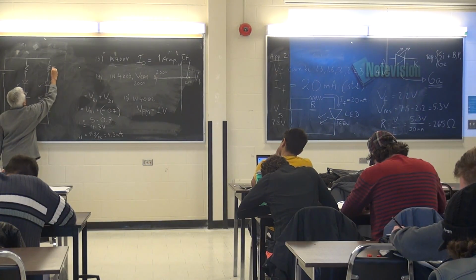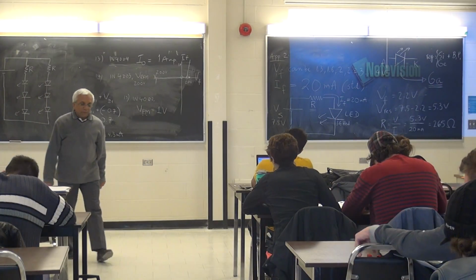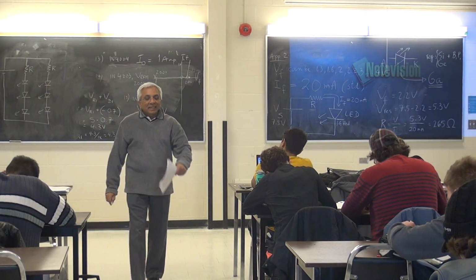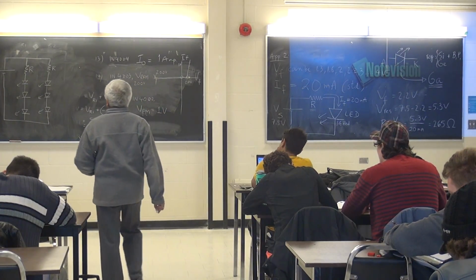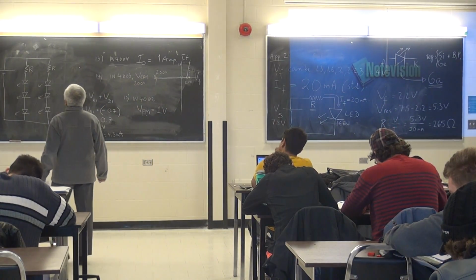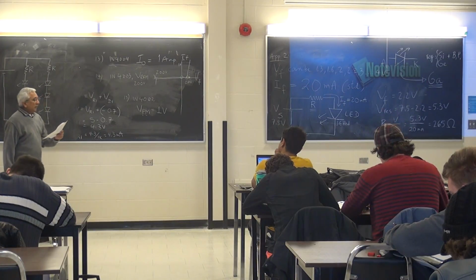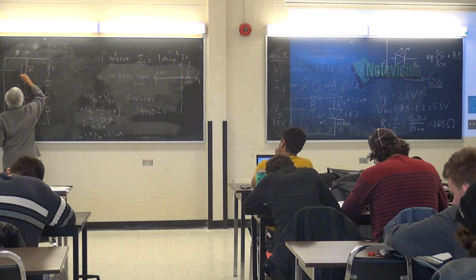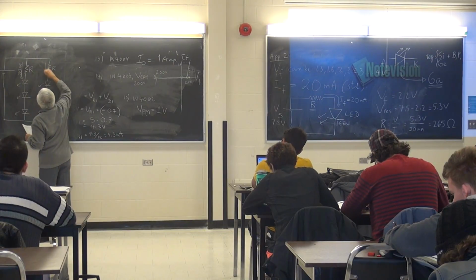Why do I need a resistor? Tell me. To keep the current in that line of 20 milliamps. Current limiting resistors. That's why they're called current limiting resistors. They limit the amount of current. So, this is 20 milliamps here. This is 20 milliamps.